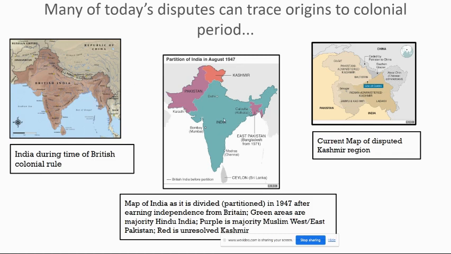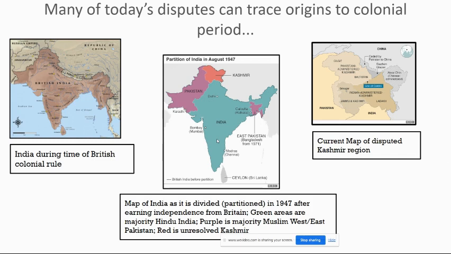So in 1947, British rule was ending in India, and the British government decided that they were going to partition, or basically divide, India into multiple independent countries. At the time, they divided India into India and Pakistan. The green area, the India area, was supposed to be majority Hindu. So they tried to divide it along religious lines.